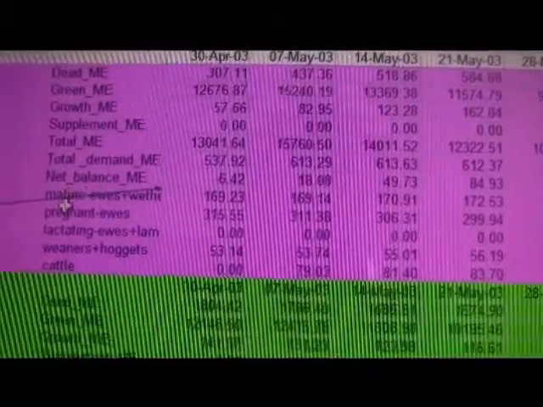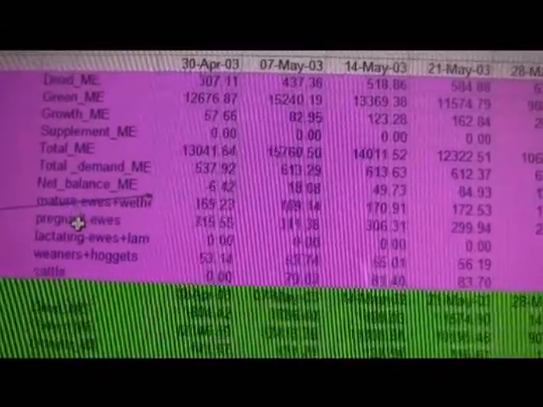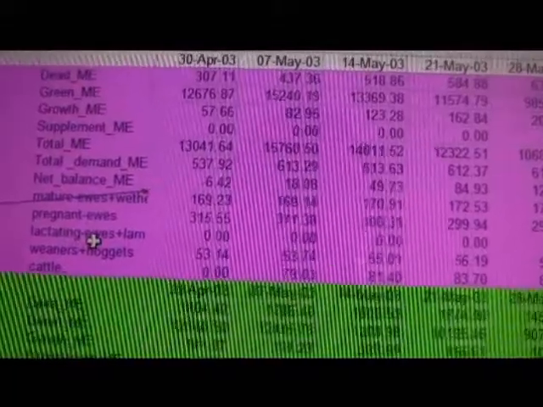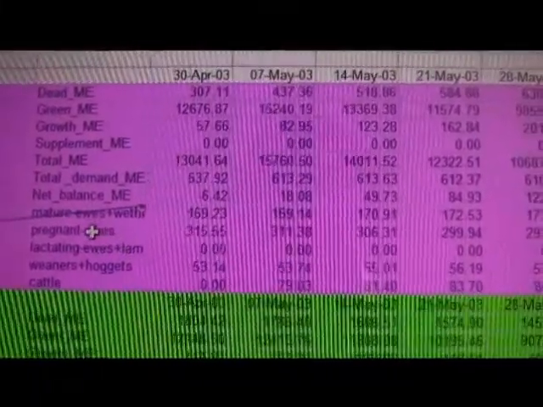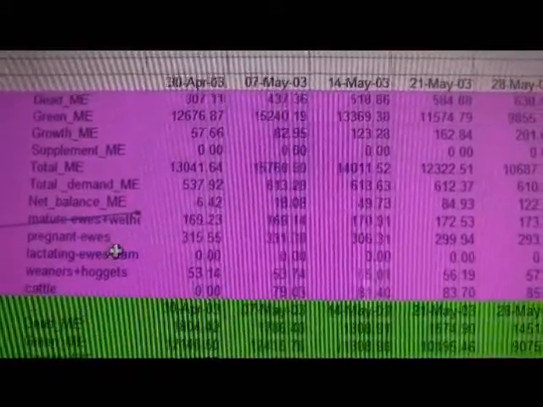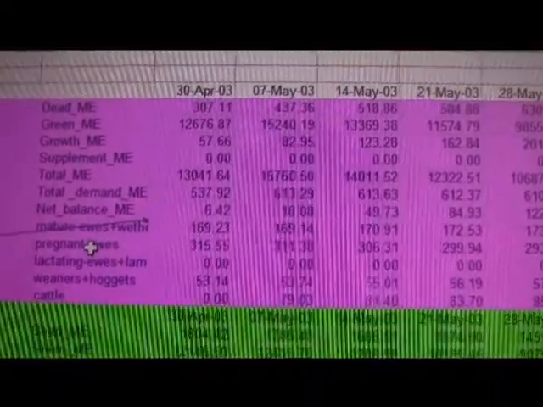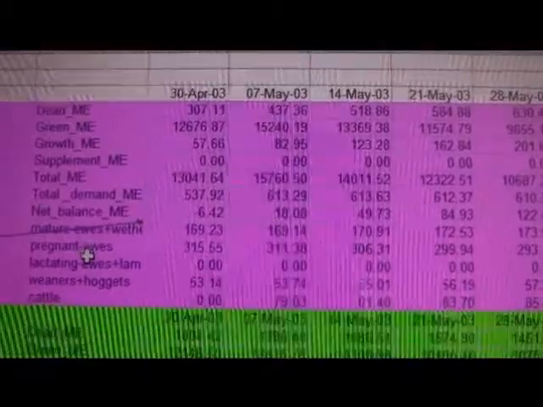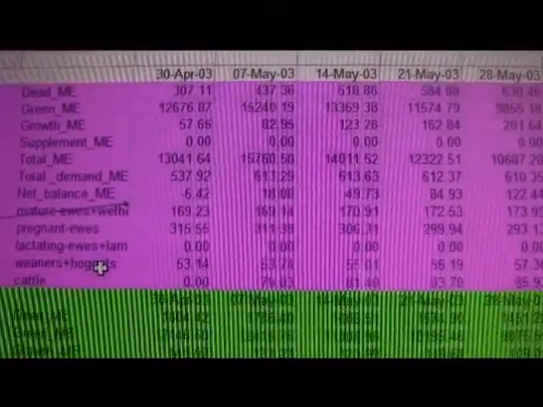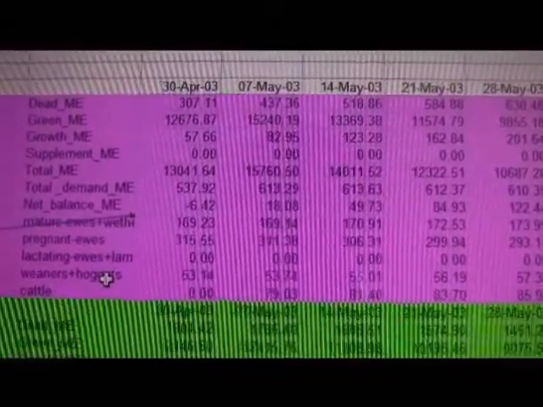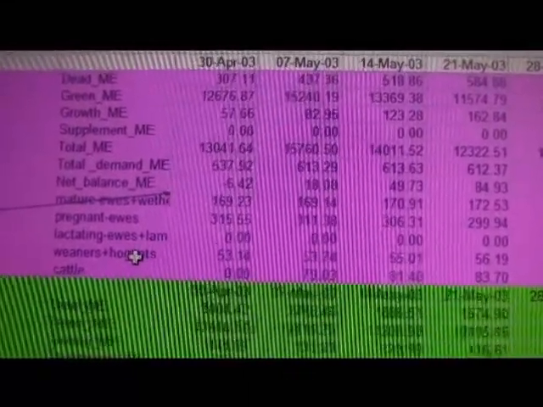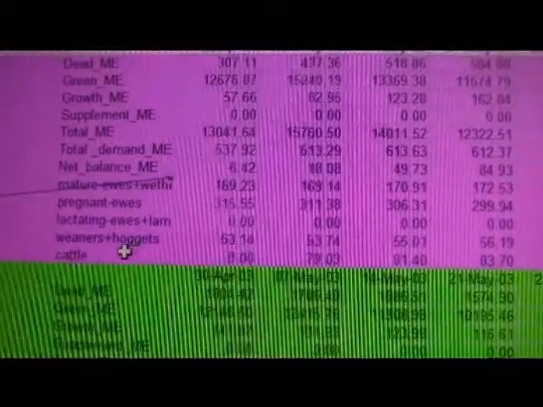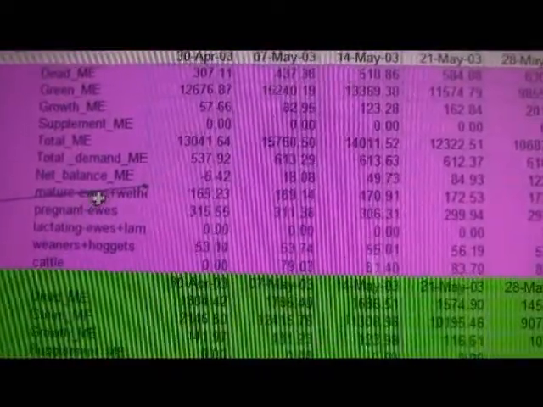For sure, the pregnant ewes, lactating ewes, and ewes with their lambs will have a higher DSE rate, and that will affect the calculation because they demand more, they have higher nutrient requirements. Weaners and hoggers, because their growth rate is also quite high, they grow quicker, so they'll also have a little bit higher DSE rate compared to cattle, compared to dry ewes and the wethers.